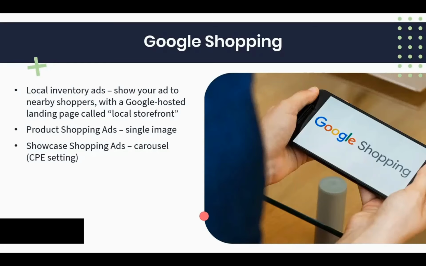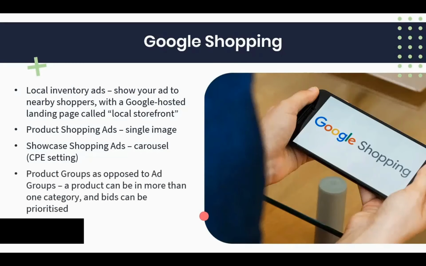With shopping campaigns, you would have product groups as opposed to ad groups. A product can be in more than one category, and bids can be prioritized. For example, let's say, sticking with the clothing theme, you have a dresses category or product group, but then you also want to have a top selling product group, and one of those dresses falls within that group as well. So you can have them in both. And let's say you want to bid higher for the top selling product group than the dress group, then you would just adjust the bids. You would prioritize them within the campaign platform.